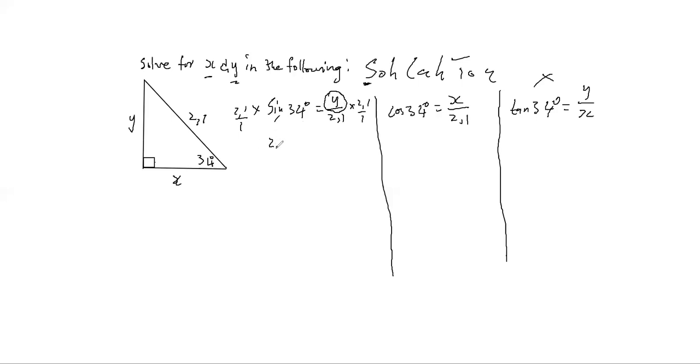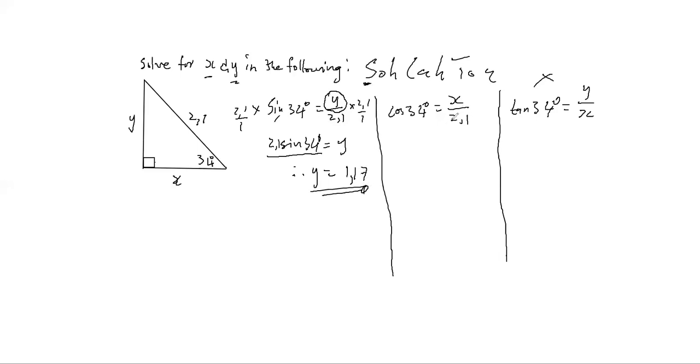So what do I have? 2.1 sine 34 is equal to y. And what you just have to do now, very straightforward, press in your calculator 2.1, okay? Then you press sine, there's a button there called sine, and then you say 34. And then that should give you the value of y, which is 1.17 rounded off to 2 decimal places.